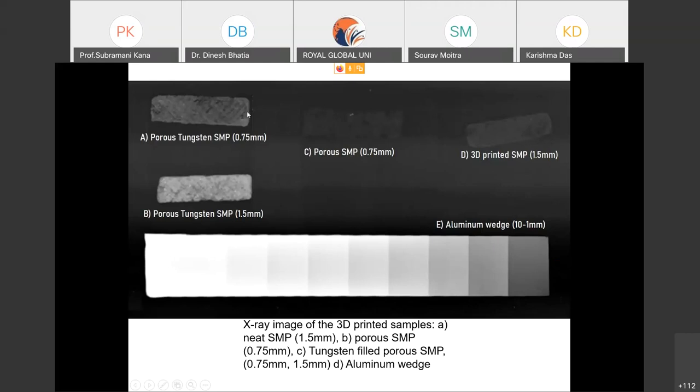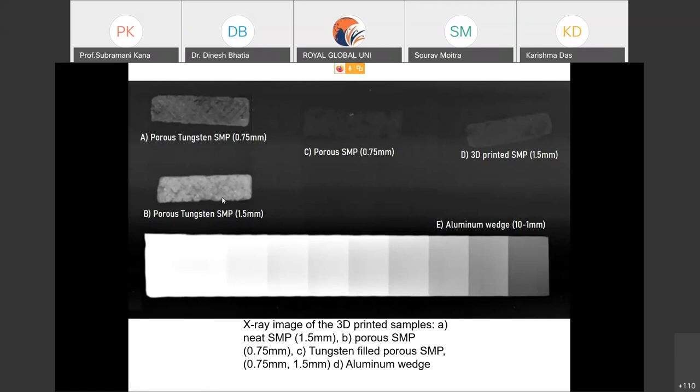This is the porous tungsten, about 0.75 mm thickness. Here tungsten is added, just see here. After that, this is only the porous SMP; you can see it only with focus, and then you are able to identify its shape. Then this is a 3D printed one, and this is porous tungsten, about 1.5 mm thickness. That is the intensity you can see.